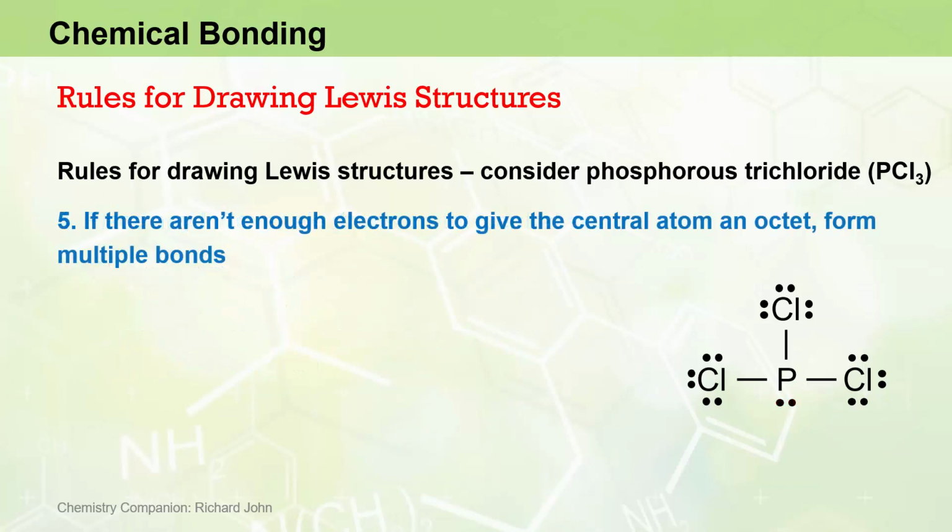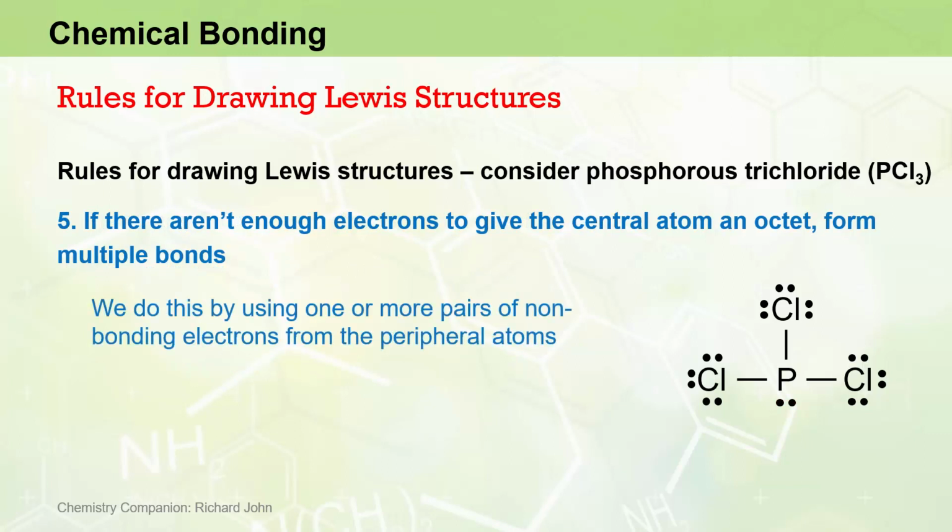Step 5 says that if there aren't enough electrons to give the central atom an octet, we need to form multiple bonds. And we do that by using 1 or more pairs of non-bonding electrons from the peripheral atoms. In this case, however, we can see that the central phosphorus atom has 8 electrons in total in its valence shell, 3 bonding pairs of electrons represented by the straight lines, and 1 non-bonding pair or 1 lone pair of electrons.